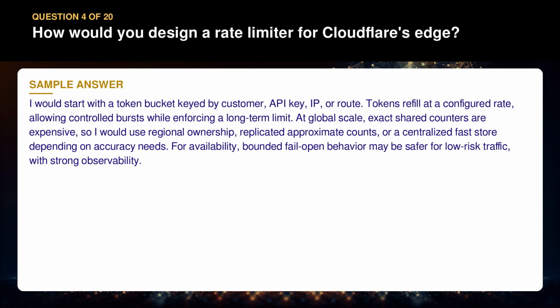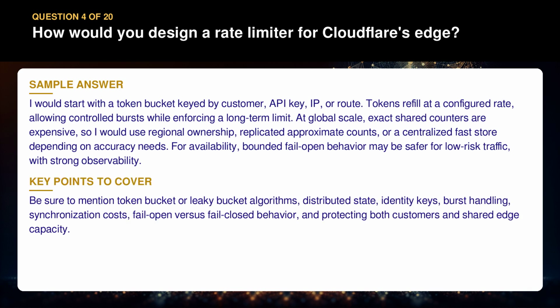For availability, bounded fail-open behavior may be safer for low-risk traffic, with strong observability. Be sure to mention token bucket or leaky bucket algorithms, distributed state, identity keys, burst handling, synchronization costs, fail-open versus fail-closed behavior, and protecting both customers and shared edge capacity.